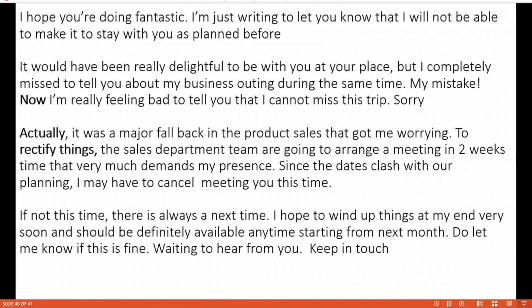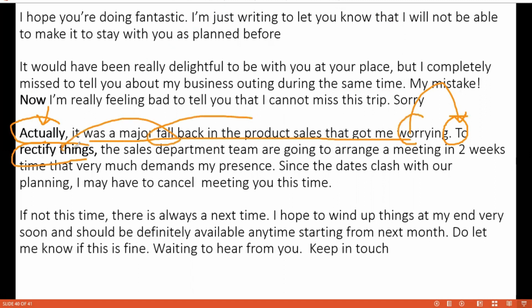So here let's look at the letter and understand coherence and cohesion as well. If you see the second paragraph, it would have been really delightful to be with you, but I completely missed telling you. And now this turns the focus of the reader from the possibility to the present, and this is a very good coherence being used here. Actually, you're starting with a signpost. It was a major fallback in the product sale that got me worrying, and to rectify this is the coherence that is acting on the previous things. Previously in this paragraph we talk about got me worrying, there is some fallback, to rectify things. So that's one of the coherence devices, but not much has been used with respect to signposts.